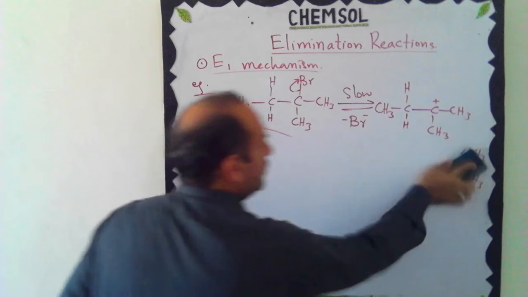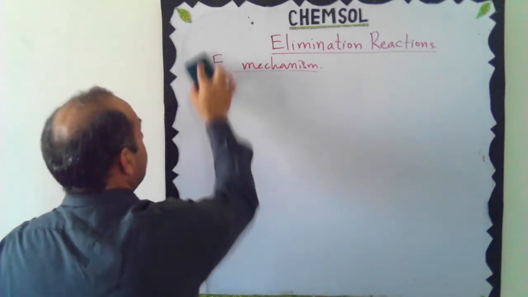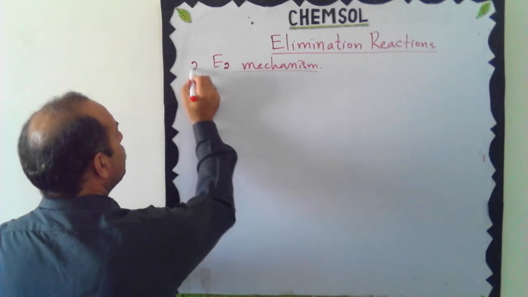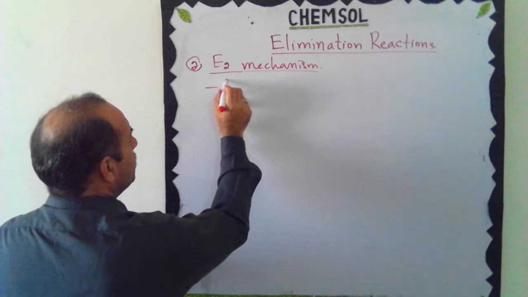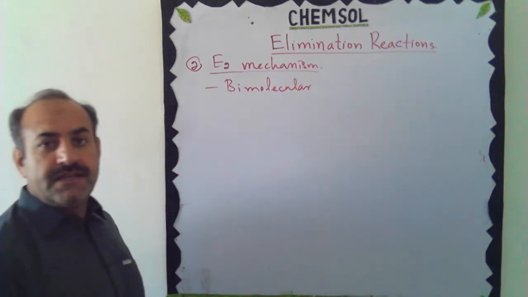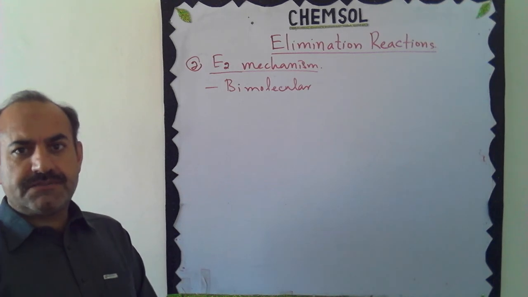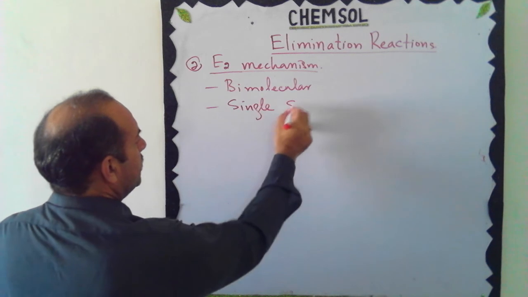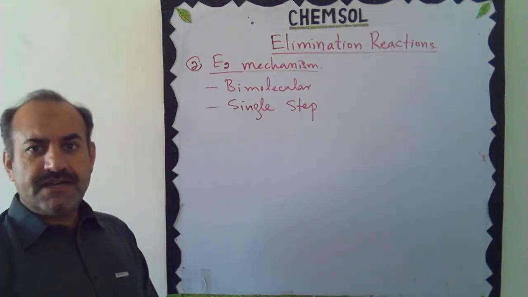Now we discuss the E2 mechanism. What is meant by E2 mechanism? This is a kind of mechanism which involves two molecules. E2 mechanism, this is bimolecular. It means that there are two molecules which are involved in the rate determining step. It is a single step mechanism. There is only one step, and that step is a slower one.